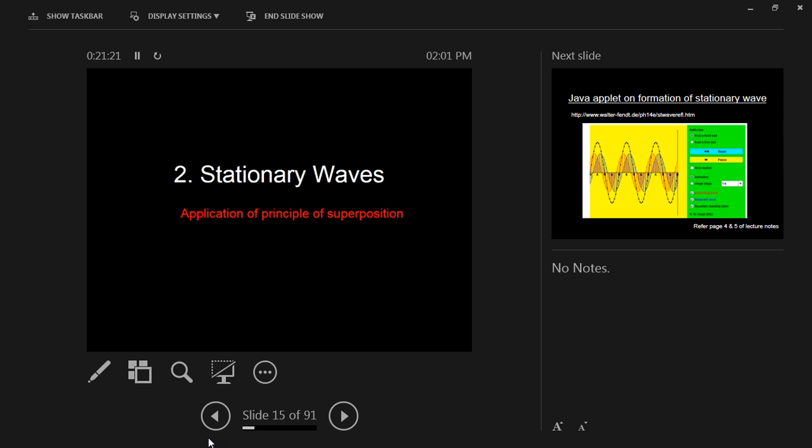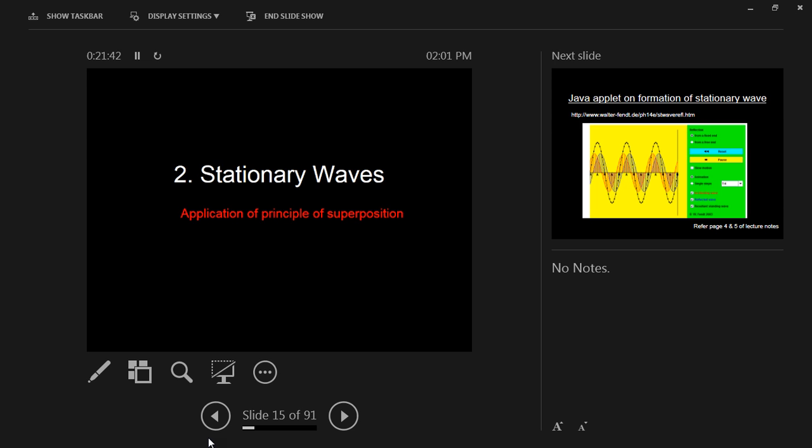So are we done with the principle of superposition? Yes and not quite, because the rest of the sections will be talking about how we use the principle of superposition to explain the different types of waves that you see. So the first application that we are talking about will be the formation of a standing wave.